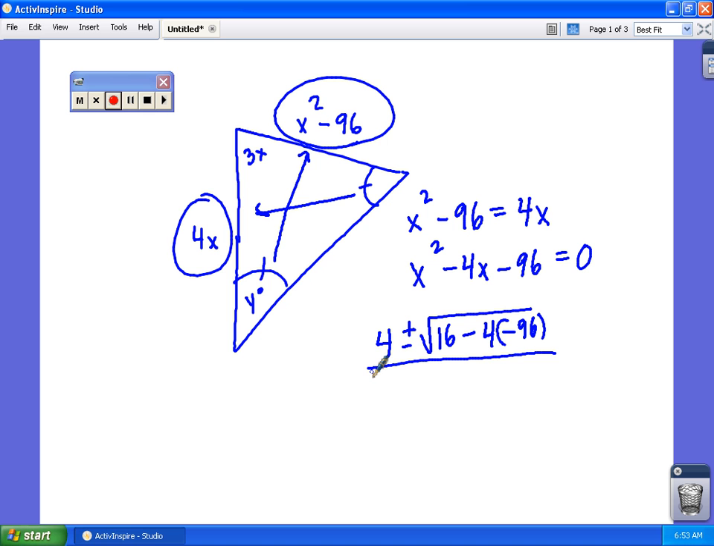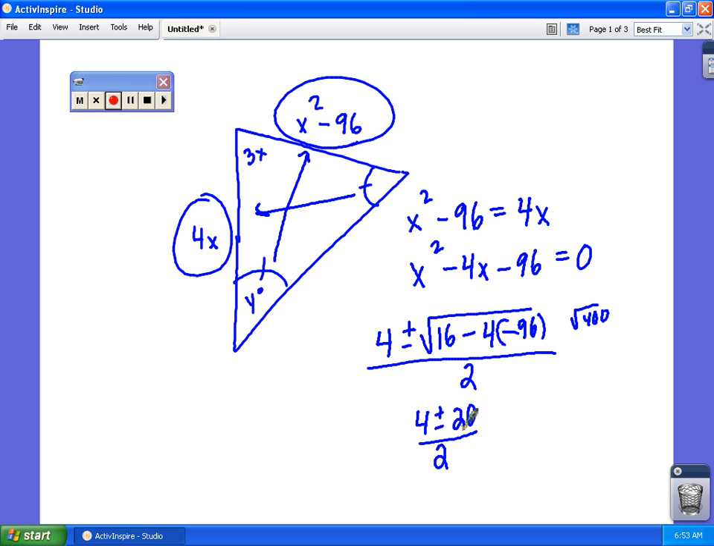So the first thing we're going to do is simplify this a little bit. So I'm going to consider this to be a negative 4 times negative 96, and negative 4 times negative 96 is 384, but it's positive. So then I'm going to add it to the 16 because it's positive, and I get 400. Well, the square root of 400 is 20. So that comes out evenly. 4 plus or minus 20 over 2.